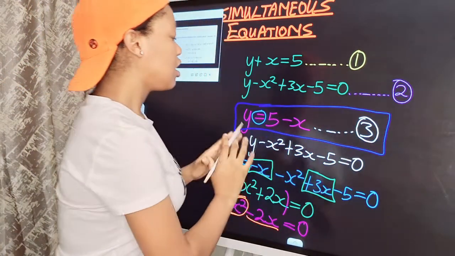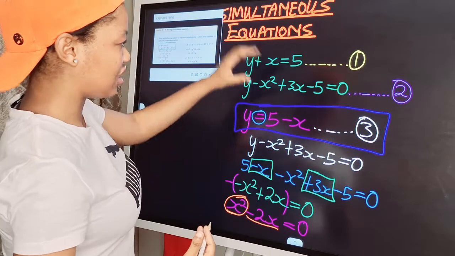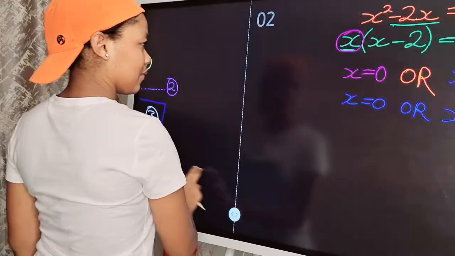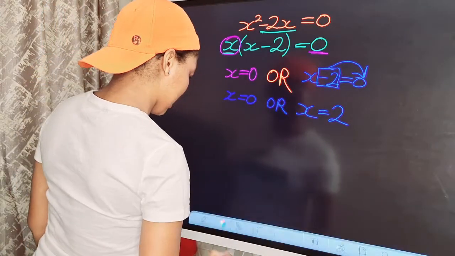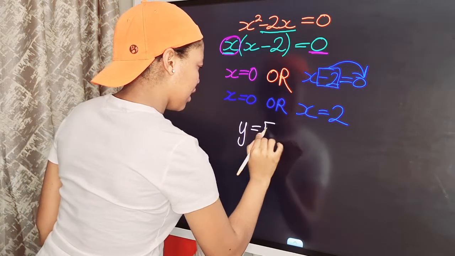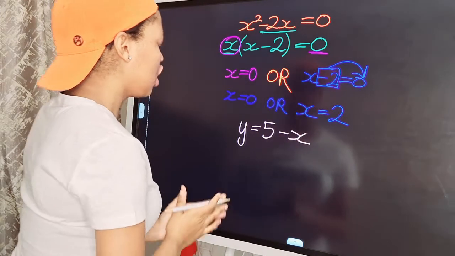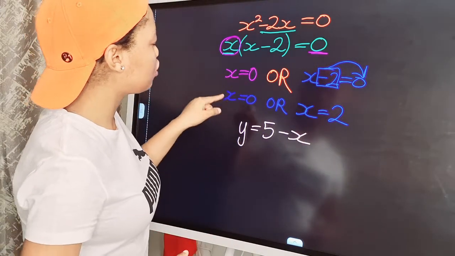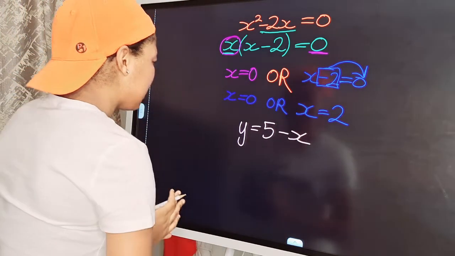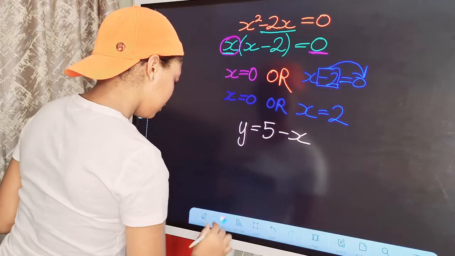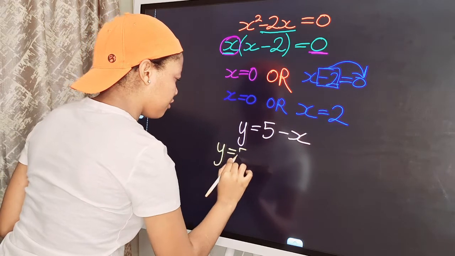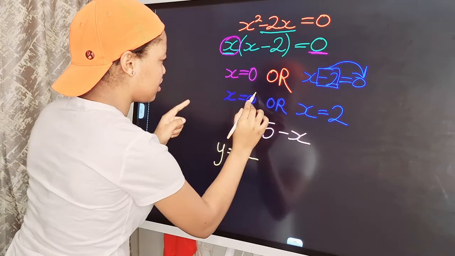Equation number 3 is much more straightforward for y. So we take equation number 3, y equals 5 minus x. Y equals 5 minus x is equation 3. So if we have two answers for x, it means that for y we're going to have two answers. So the first thing we can say, y equals 5 minus, then in the place of x, the first value is 0.